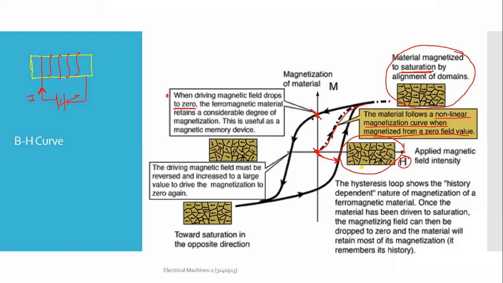And then you can see when it is made to zero, again the domains here and here are the same. That means the domains are back to their original position when the flux is not there. And then we apply the driving magnetic field, that is magnetomotive force, in the opposite direction. You can see the positions of the domains are exactly opposite to this, and so on. Okay.